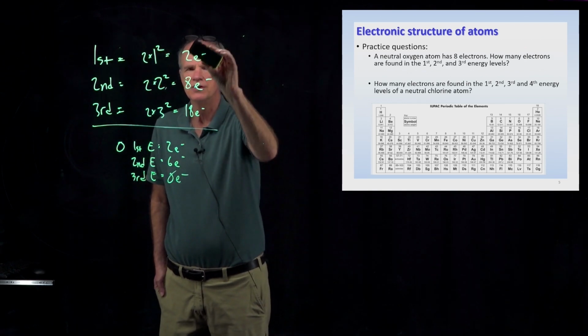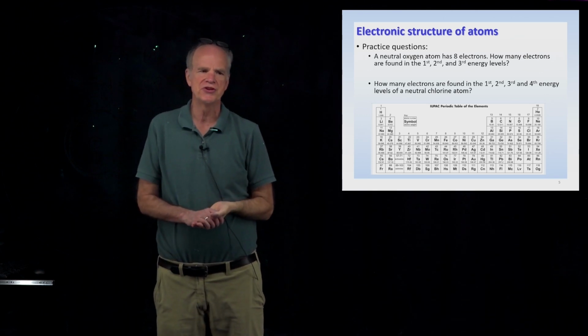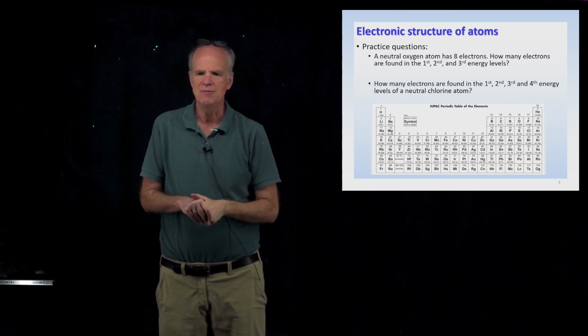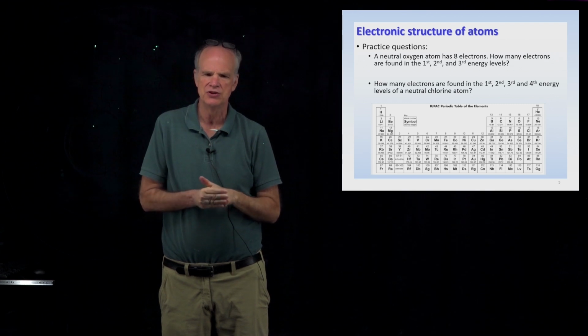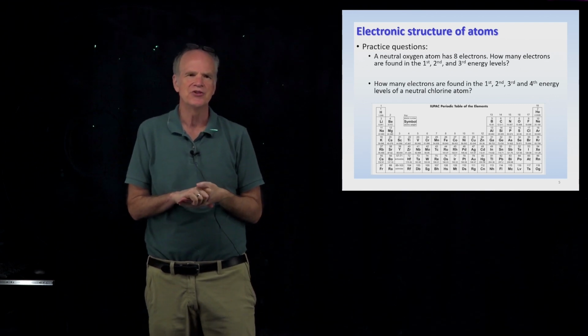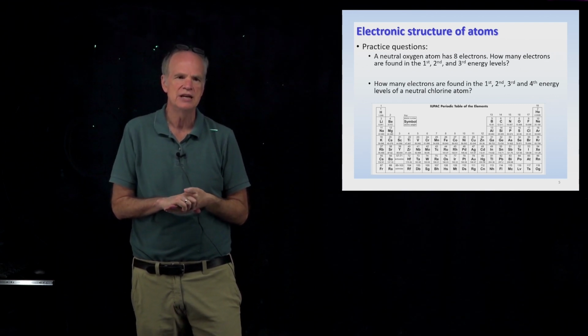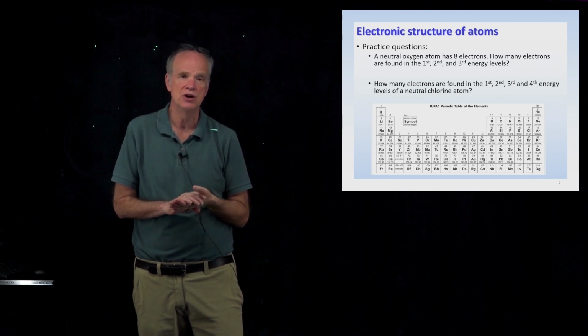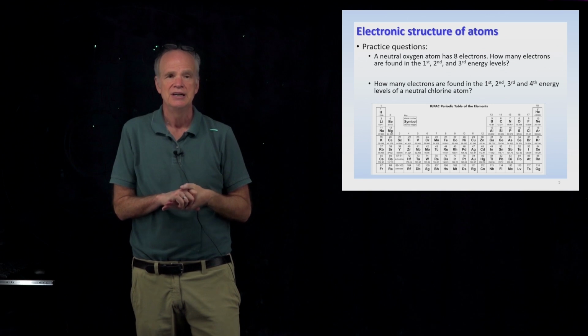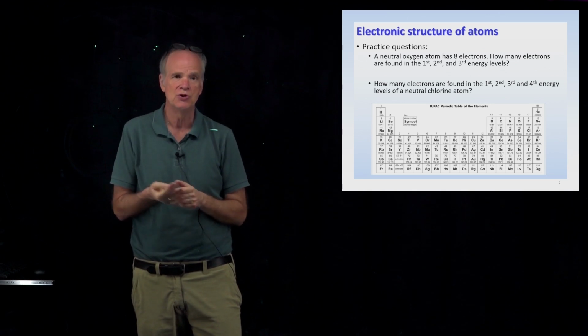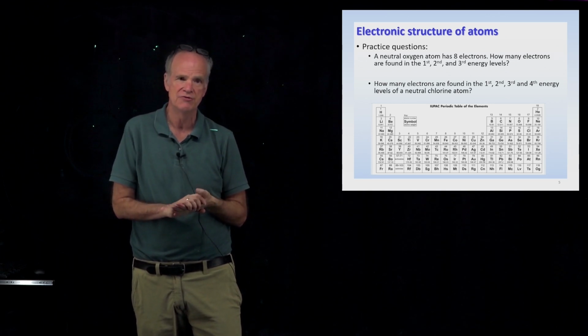Okay, so let's go ahead and do the next question. Let me erase this. The next question reads as follows: how many electrons are found in the first, second, third, and fourth energy levels of a neutral chlorine atom? The only way you can answer this question is if you know how many electrons can be found in a neutral chlorine atom. And so the periodic table will have to be used to give you that information.